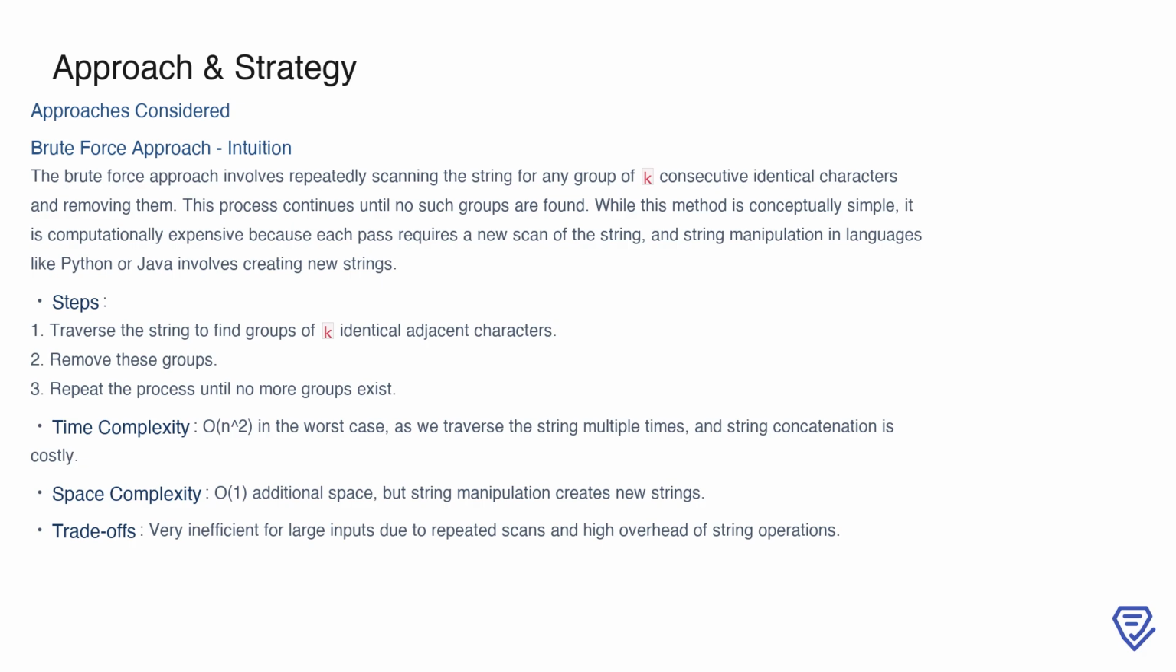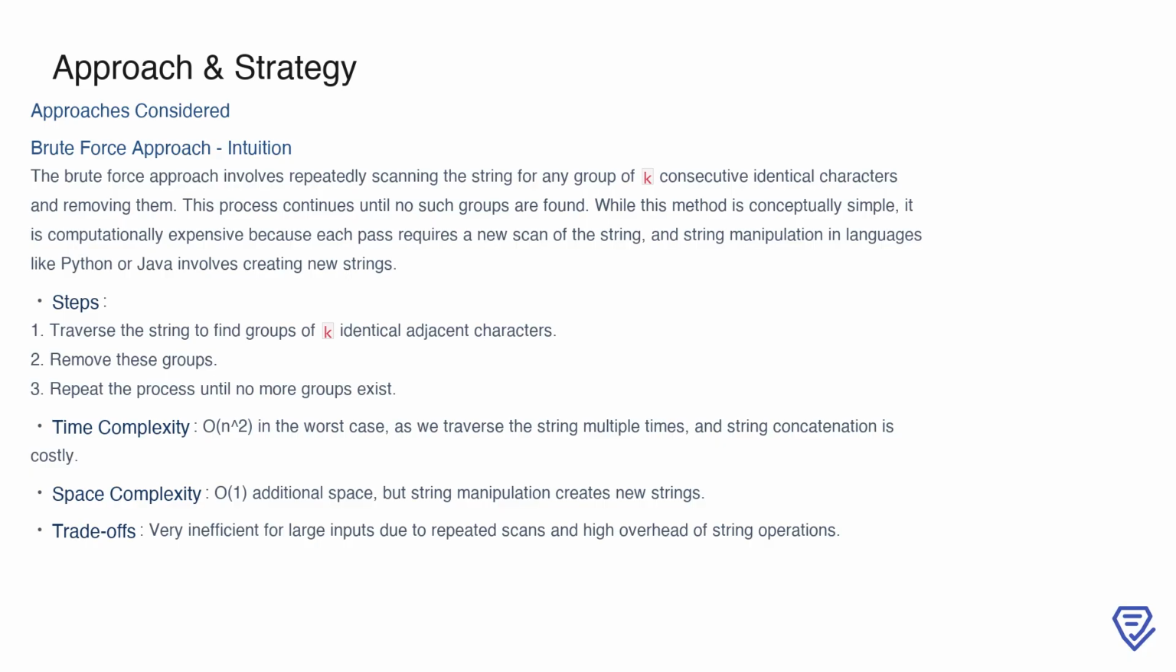To solve the problem of removing all adjacent duplicates in a string with k consecutive characters, the brute force approach provides a straightforward but inefficient solution. The idea here is to repeatedly traverse the string, looking for any group of k identical adjacent characters, and remove them. This process is repeated until no such groups are left. While this method is easy to understand and implement, it has significant drawbacks.